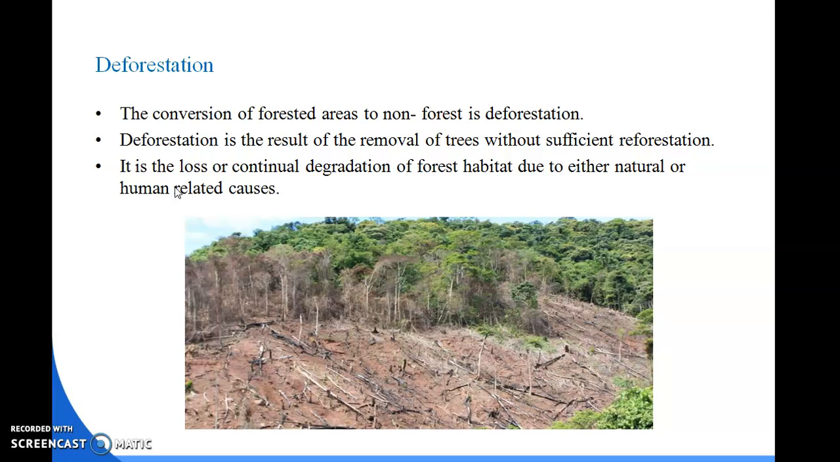In the next class, I will tell you about the use of the term deforestation. Next, we are going to study the use of the forest resources and the over-exploitation of the forest resources, then the causes of deforestation, the effects of deforestation on human beings and on the environment, and how to control it.